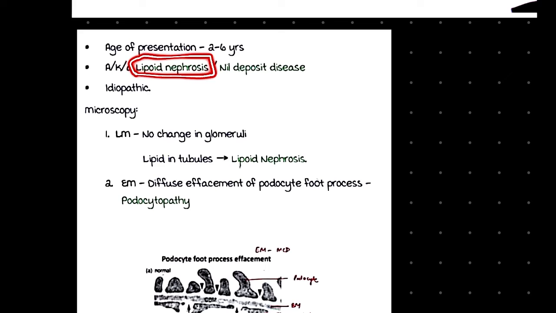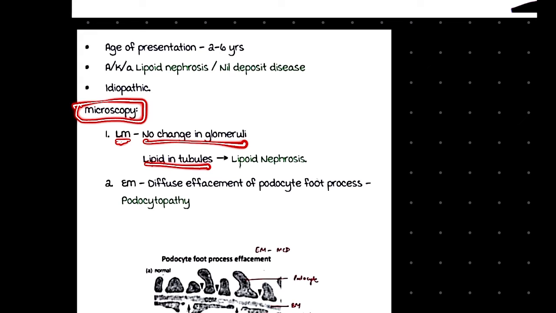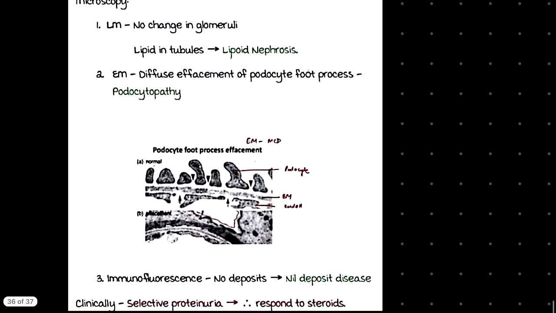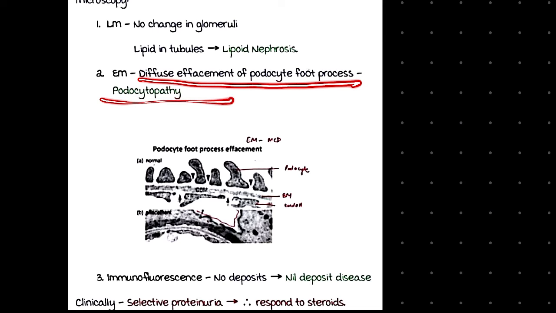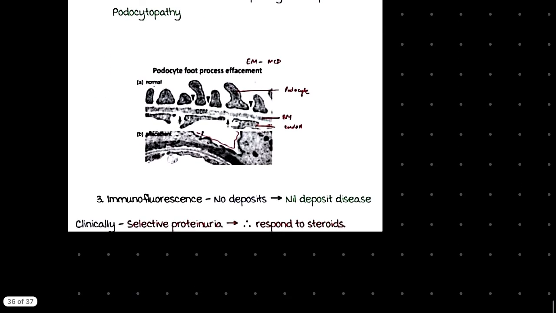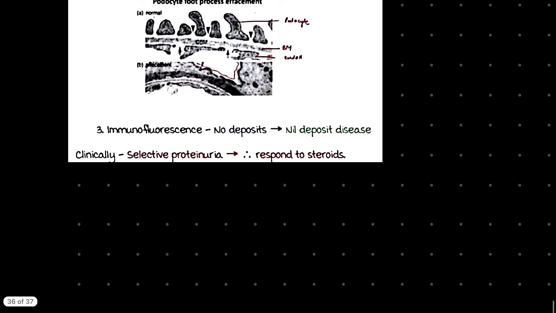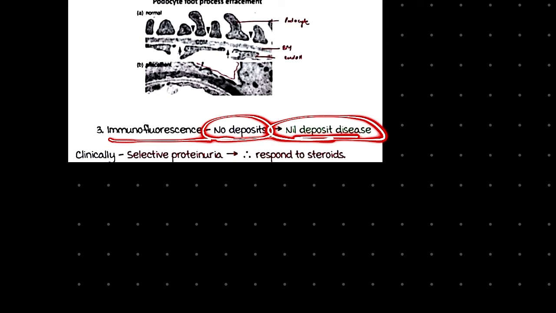Why is it called lipoid nephrosis? Because lipid gets deposited into the cells of PCT. And it is also called nil deposit because there is no immune complex formation and no immunofluorescence reading. Microscopically, on light microscope, no change. There will be lipid in the tubule, lipoid nephrosis, which is sometimes seen on light microscope also. On electron microscope, the confirmatory one, there will be effacement of podocytes, which is podocytopathy, as you can see right here also. Immunofluorescence shows no deposit, nil deposit disease. Clinically, selective proteinuria responds to steroids.